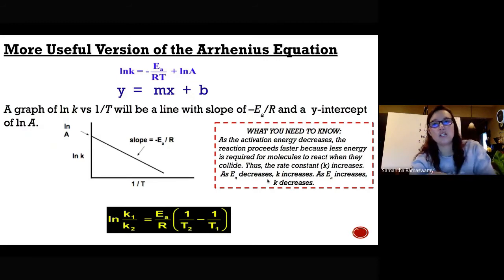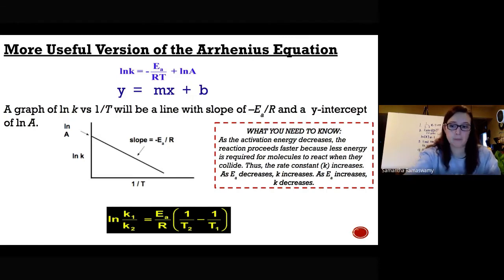So what do you need to know based on all of this Arrhenius equation? You need to know what is in this box. You do not need to do calculations with the Arrhenius equation. You just need to know how the rate constant relates to activation energy. The smaller the activation energy, the larger the rate constant and the faster the rate. The larger the activation energy, the smaller the rate constant and the slower the rate.